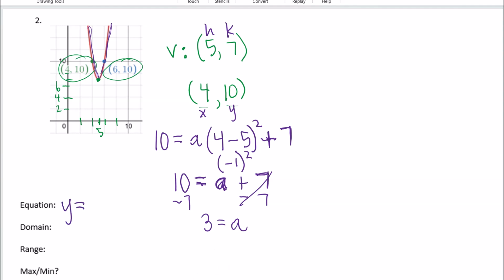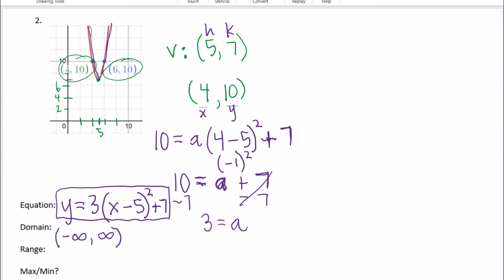Now we're going to write our equation now that we know what a is. So it's going to be y equals a, which is 3, parentheses, now I put my x minus h, which was minus 5 squared, and then plus 7. So that is the equation of the parabola.